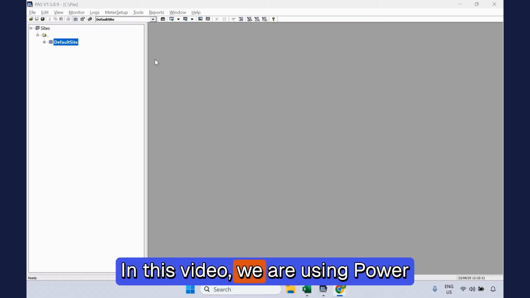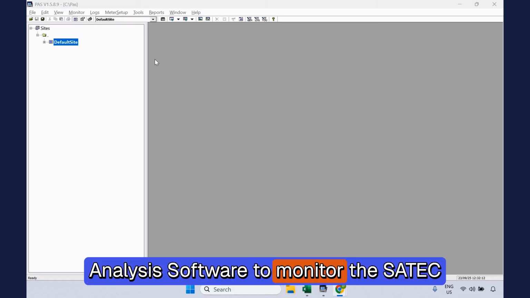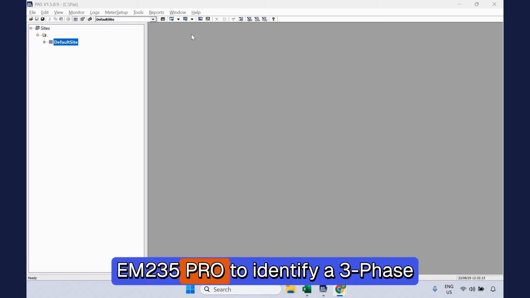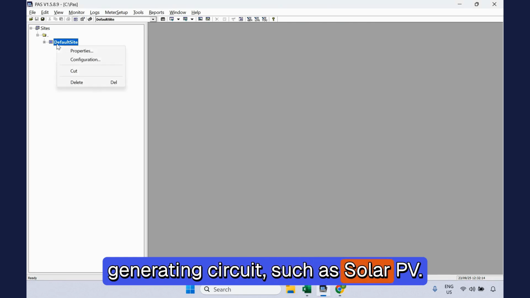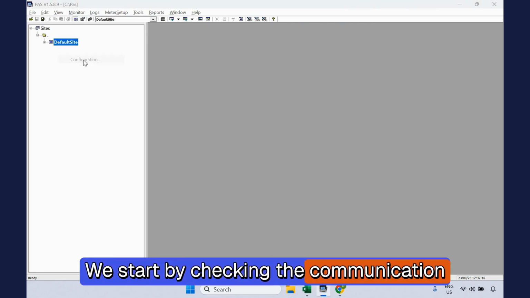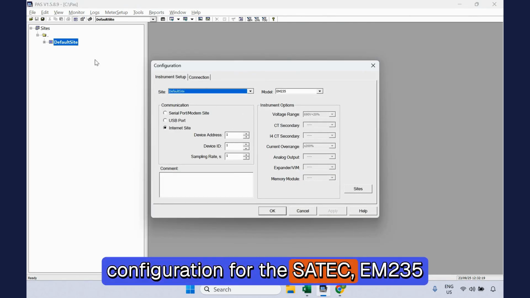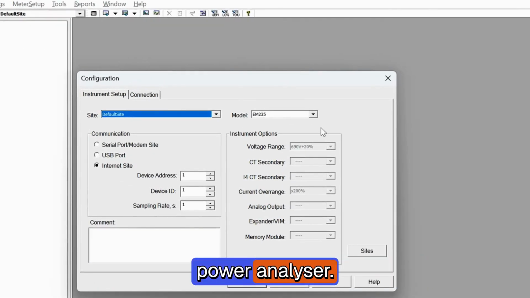In this video, we are using power analysis software to monitor the SATEC EM235 PRO to identify a three-phase generating circuit, such as solar PV. We start by checking the communication configuration for the SATEC EM235 Power Analyzer.